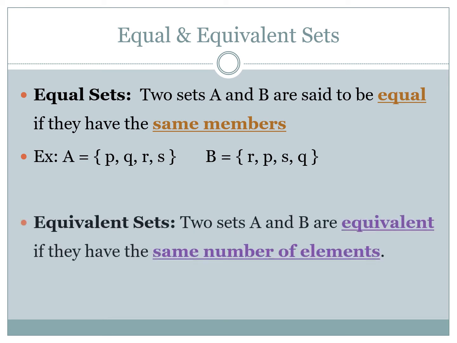Two sets A and B are said to be equivalent if they have the same number of elements. For example, A equal to set A, B, C, D. B equal to set 1, 2, 3, 4. We can see that the members of sets A and B are not same, but they have the same number of elements. So A and B are equivalent sets.